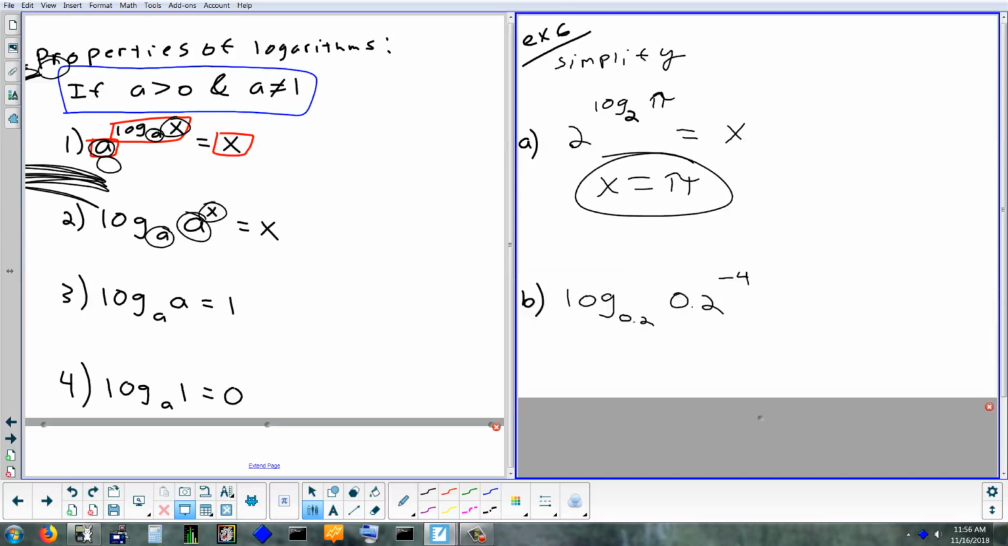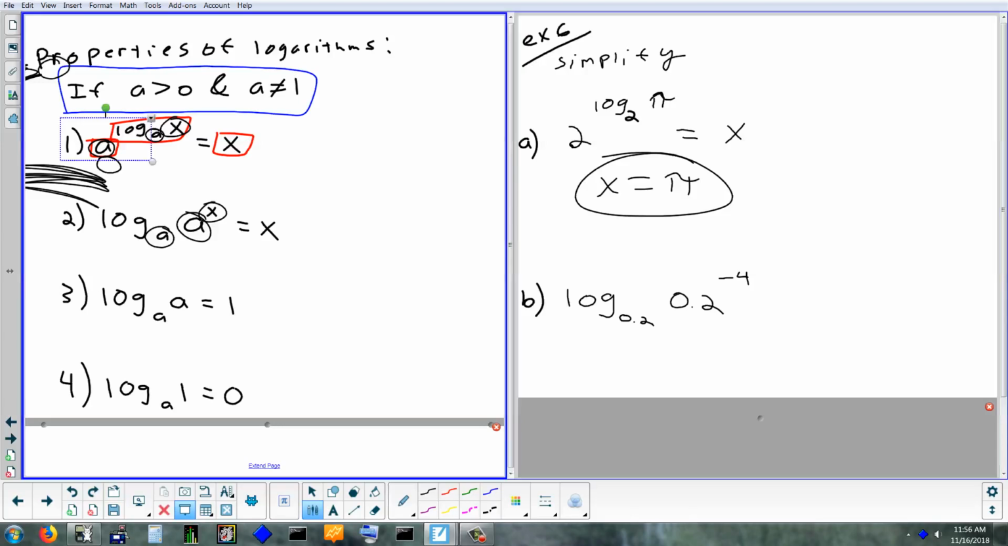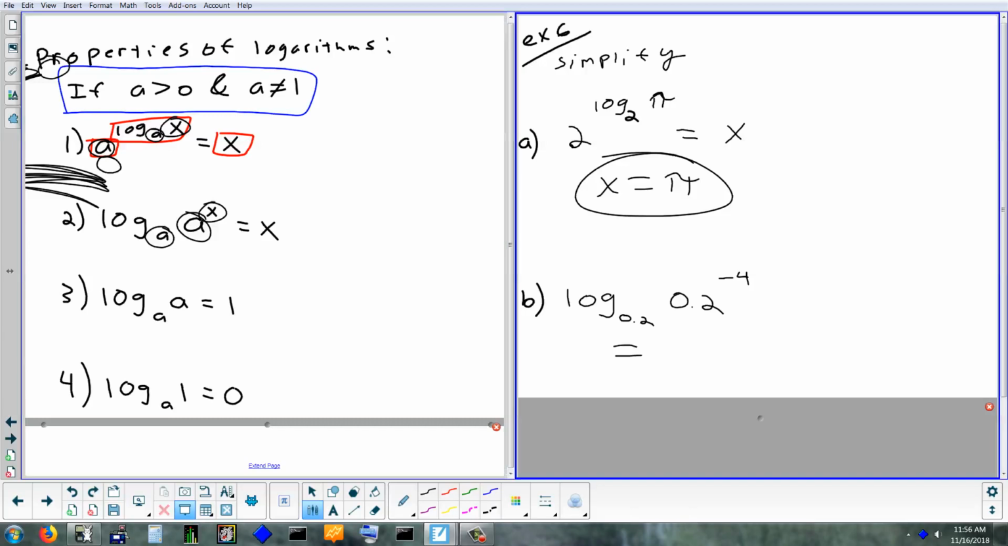All right, let's look at B. Log base 0.2 of 0.2 to the negative 4. This is the whole key that makes this one work. What property does that one look like? That's property 2, because now the log isn't up in the exponent. It's just right on the line with everything else. So what would be the answer there? Negative 4.